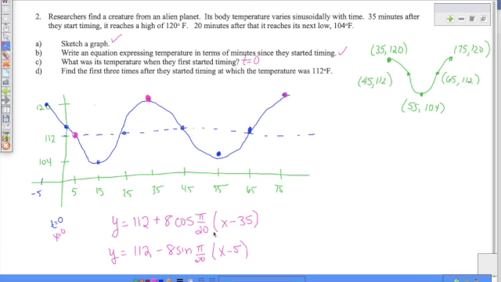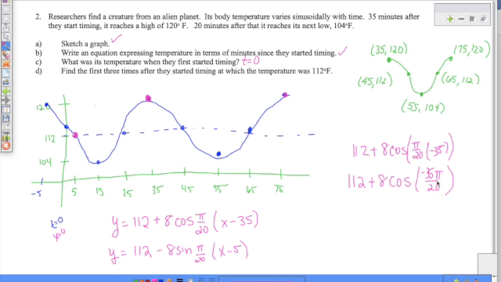So I want to know when x is 0, what is my temperature? So that's going to be 112 plus 8 cosine, pi over 20, and then 0, so times negative 35. So just make sure that you're taking the cosine of this whole value here. Okay, so I always simplify it one step further. So it's 8 cosine, and that would be the cosine of negative 35 pi over 20. So there's no need to simplify that. I know they're both divisible by 5.